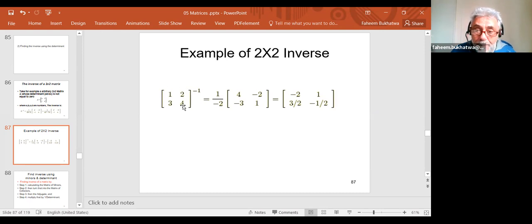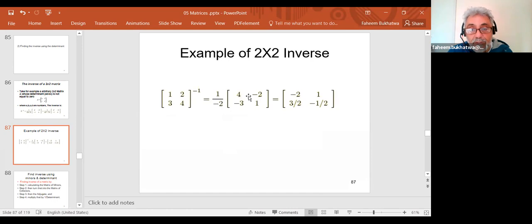1, 2, 3, 4. First, you get the determinant, which is 1 times 4 minus 3 times 2, so it's minus 6. Wait, that's 4 minus 6, so minus 2 is the determinant. So you put 1 over the determinant and swap these two numbers, 4 and 1, and leave those 2 and 3 where they are. Just change their sign, so that changes into minus 2 and minus 3 instead of plus 2 and plus 3. Now multiply minus half into each one of those elements, and that will be the inverse.